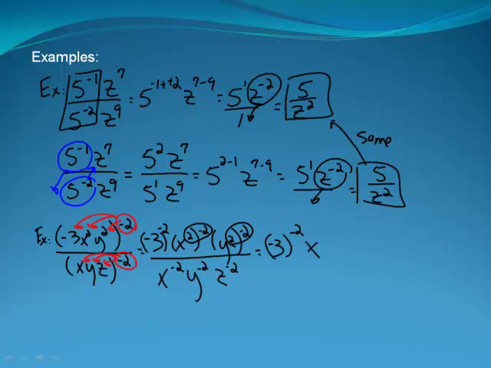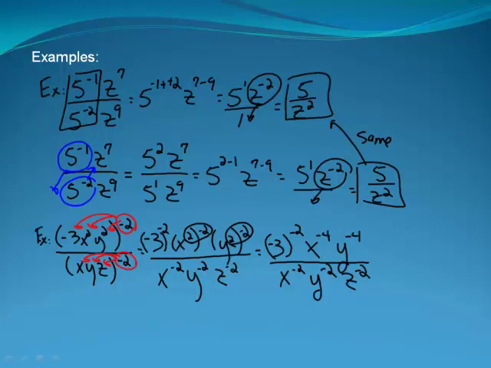2 times -2 is -4. Powers to powers multiply. Y to the 2 times -2 again is -4. And that's all divided by x to the -2, y to the -2, z to the -2.